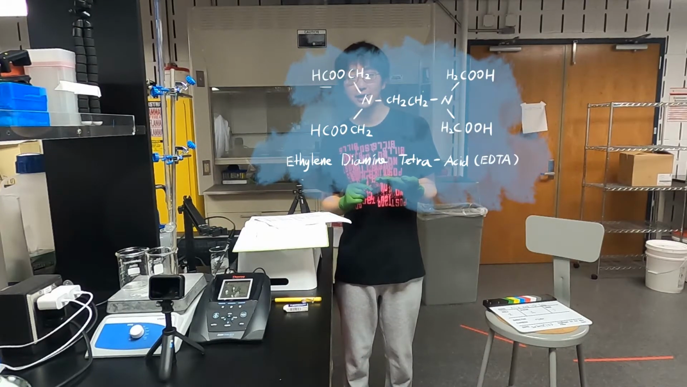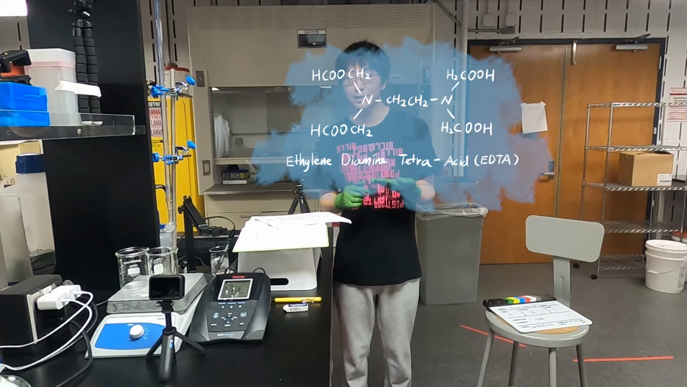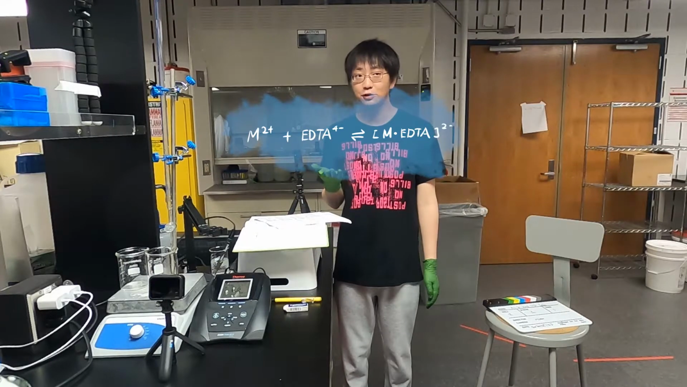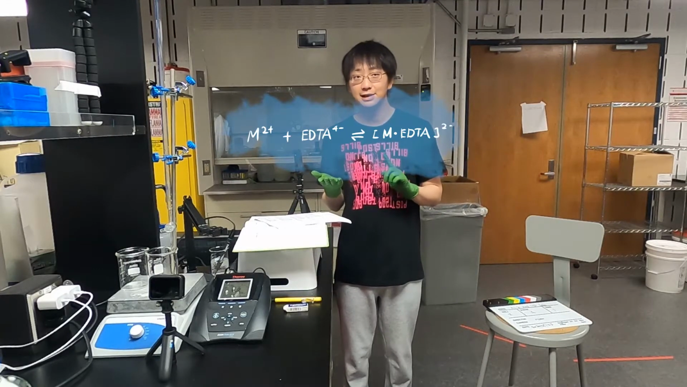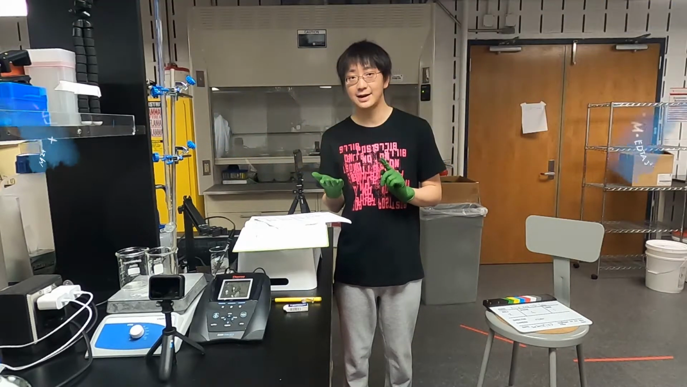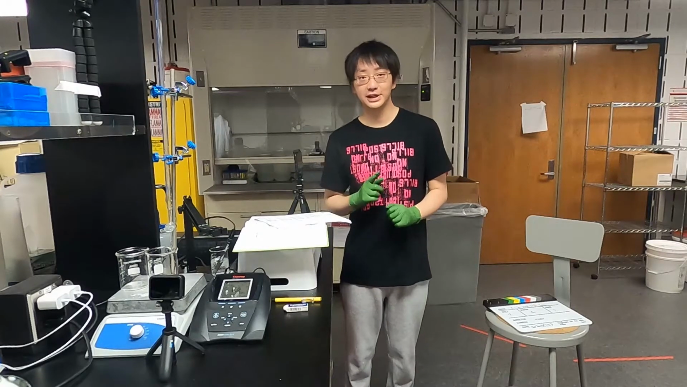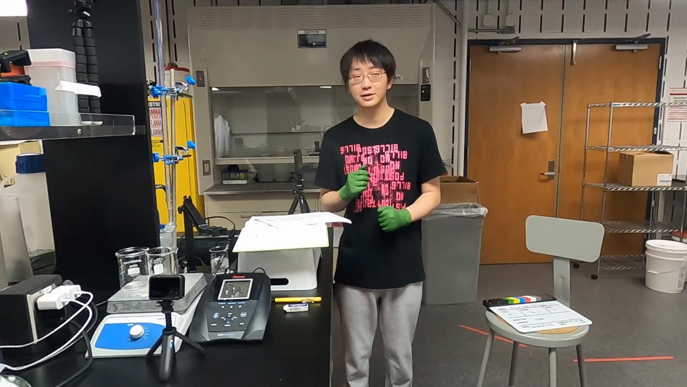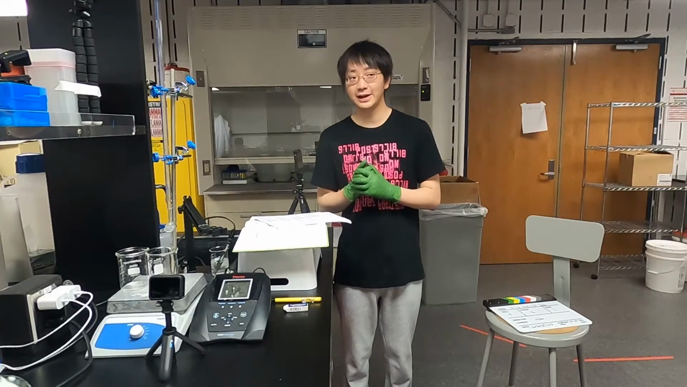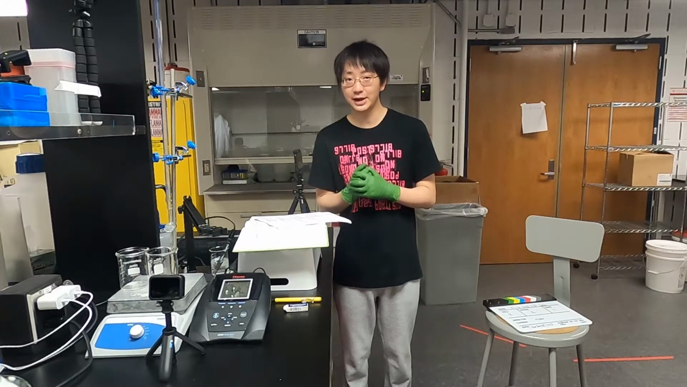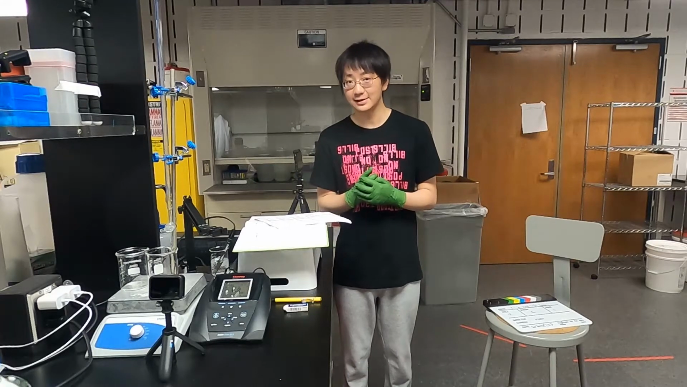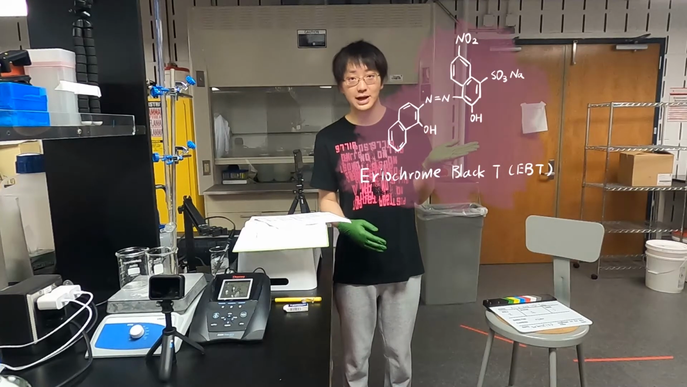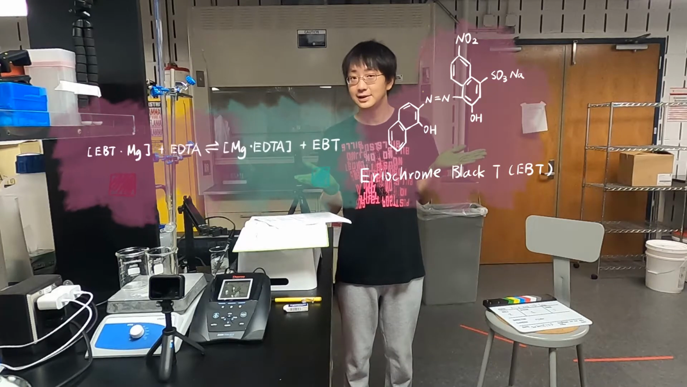EDTA can form very stable complexes with calcium ion or magnesium ion and some other divalent cations that can cause hardness. And here is a chemical reaction. The M2+ here refers to the divalent cation. Total hardness can be determined at pH equal to 10 because at this pH, EDTA can form very stable complexes with the divalent cations. Here is the chemical structure of EBT, and here is a reaction.